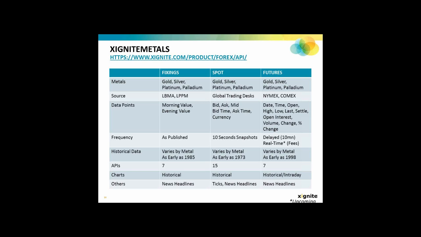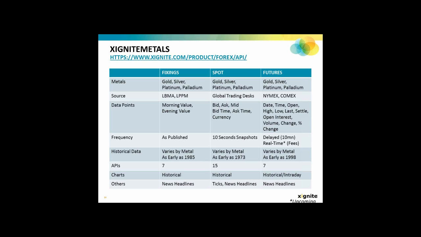Our future prices come directly from the CME Group. As you may know, NYMEX trades palladium and platinum, COMEX trades gold and silver. We have delayed data associated with future contracts for those metals. We're talking about future contract prices, not spot prices here.